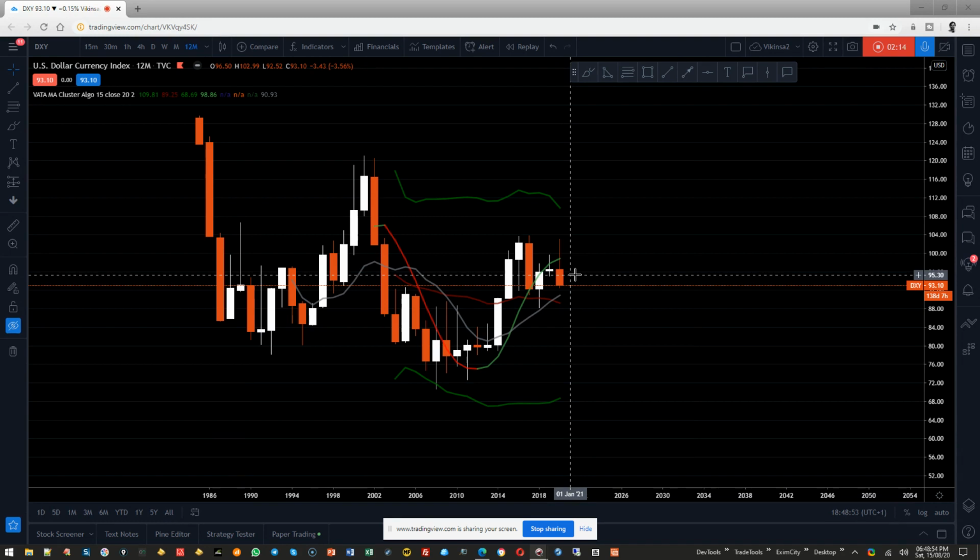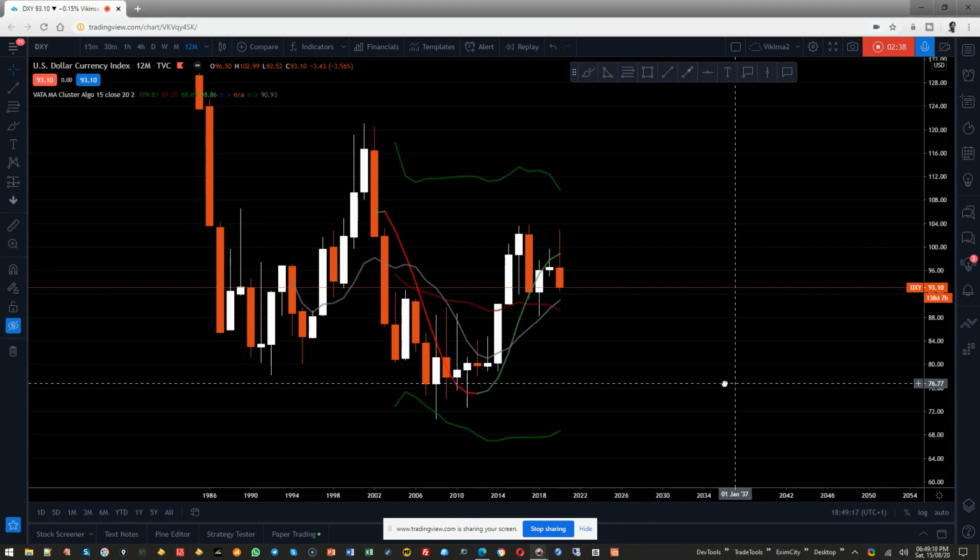If DXY is falling, then EUR/USD is going to go higher, and if DXY is going higher, that means EUR/USD is supposed to go down. Did I get it right? Okay, once more. If DXY is going higher, then the euro is going to go down. If DXY is going down, then EUR/USD is going to go up, because they are inversely correlated.